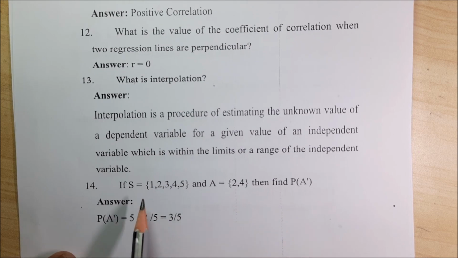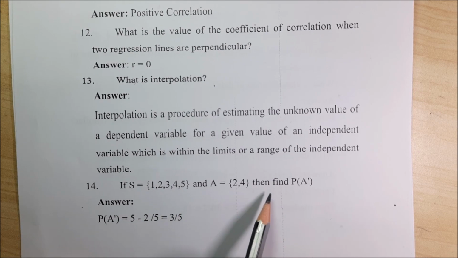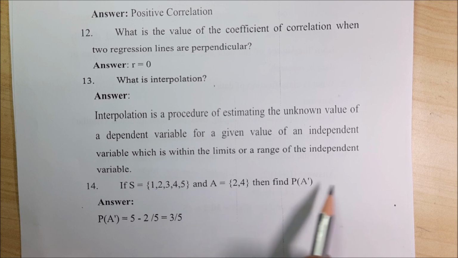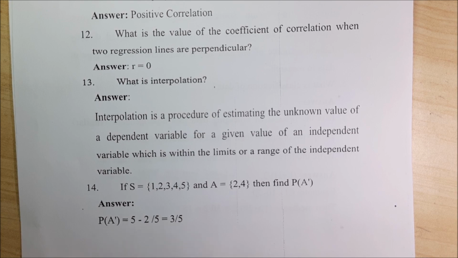Interpolation. If a is equal to 1, 2, 3, 4, 5, and a is equal to 2, 4, then find the P a dash. It is very simple. 5 numbers are there. 5 minus 2 by 5 is equal to 3 by 5, right?